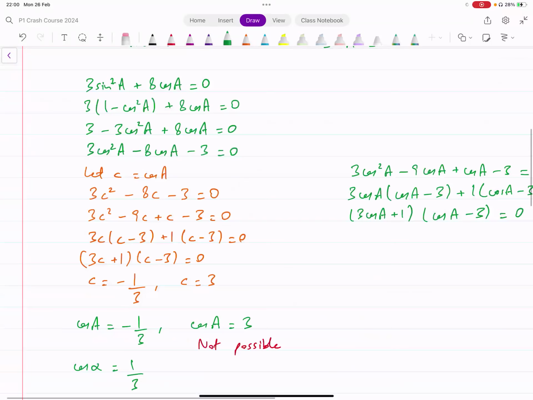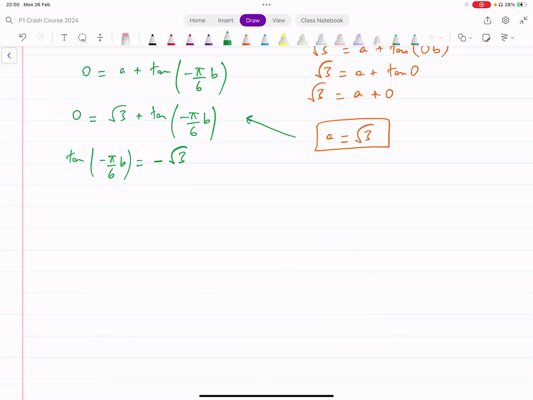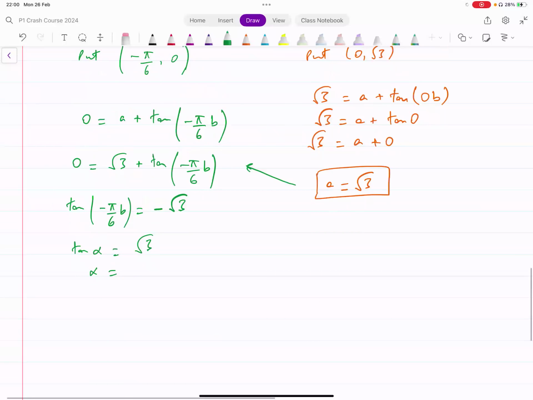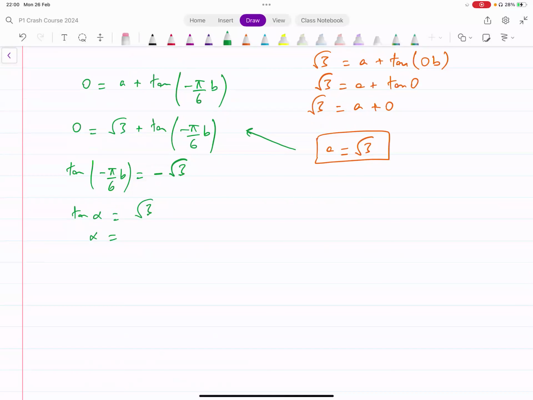Theta is between 0 and 180. Keep that in mind. Okay, let's solve this. So this is negative under root 3. Let's find the basic angle. Tan alpha equals under root 3. What's the basic angle that you get? In radians, is it pi over 3? Is the basic angle pi over 3 here? Yes, sir, it's pi over 3. Okay, basic angle is pi over 3.